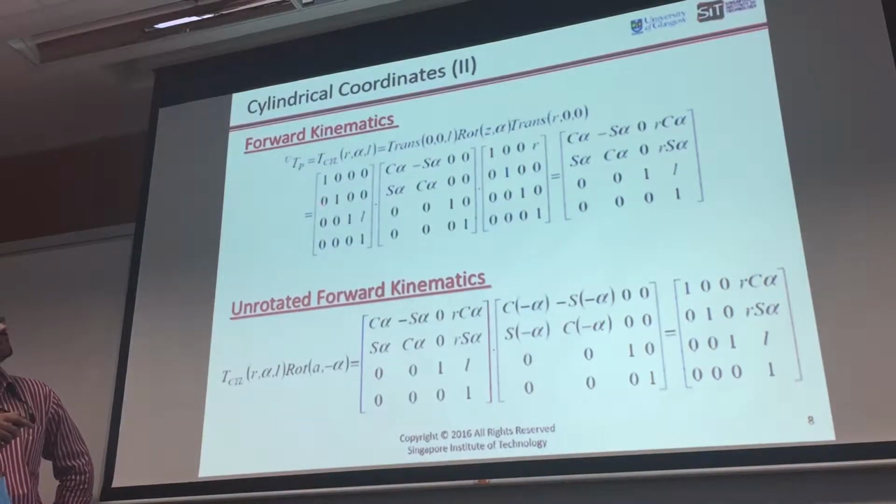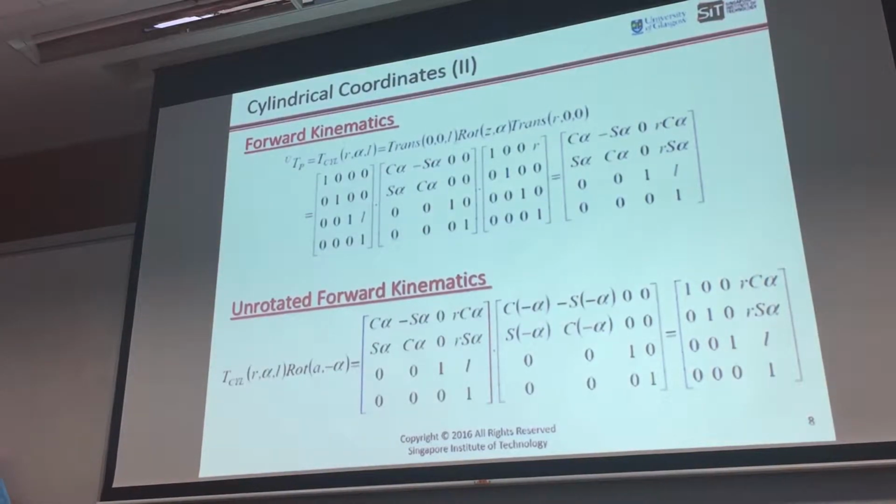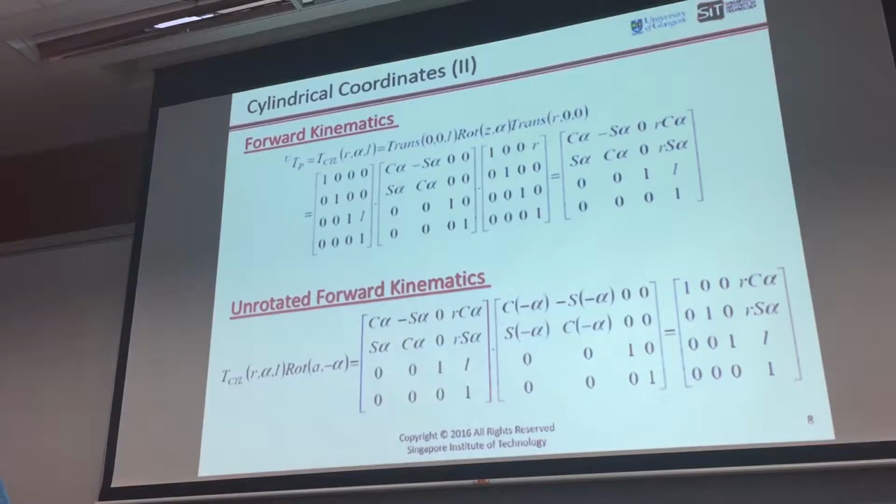Remember, there will be some sequence of motion, the robot has to do some motion. But in that motion, it has some undesirable effects when there's some rotation coming into it. So you need to unrotate or compensate for this. Once you compensate, you will get a form where your rotation matrix will be an identity matrix. And all you are left with is a position vector, which is R cos alpha, R sin alpha, and L.